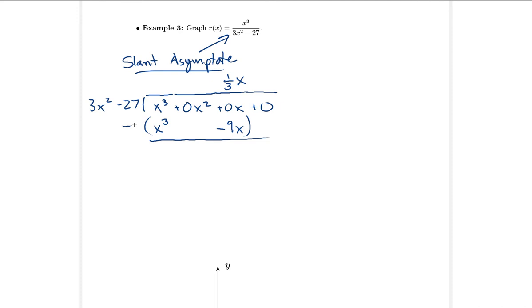So when I subtract, I get a remainder of 9x. Okay, and I can't multiply this by anything to get 9x, so we're actually done. So what we're saying is r of x is equal to 1/3 x plus 9x over 3x squared minus 27, okay? But what does that give me? This part of it, this non-rational function part of it, that is my slant asymptote.